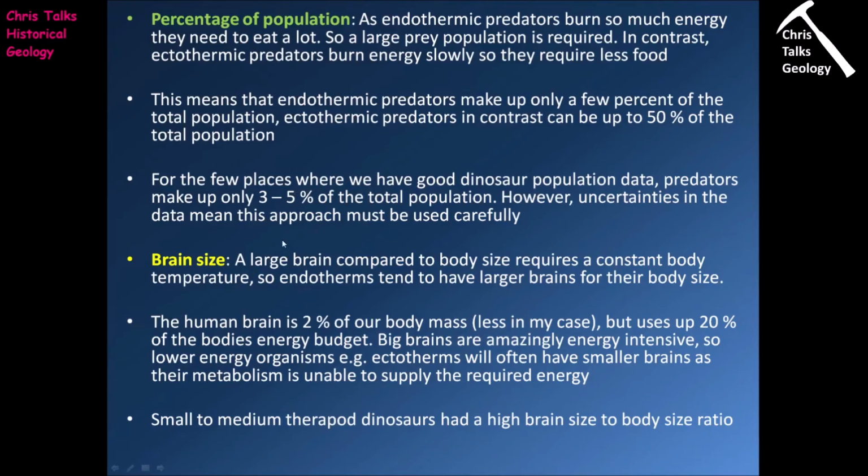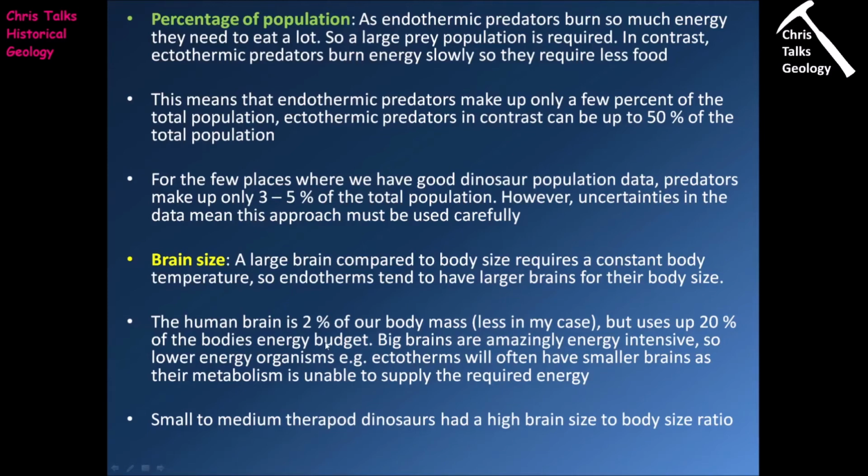So yes, this is a pretty decent piece of evidence to suggest that certain dinosaurs, especially the carnivorous dinosaurs, the theropods, might have been warm-blooded. So the next possible piece of evidence is brain size. A large brain compared to body size requires a constant body temperature. So endotherms tend to have larger brains for their body size because we can regulate them a little bit better.